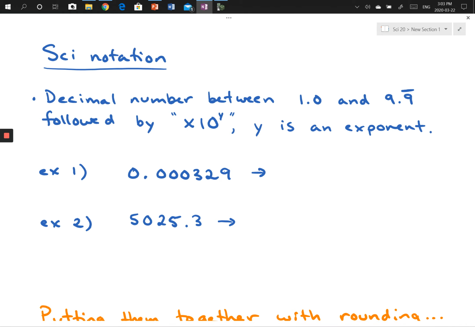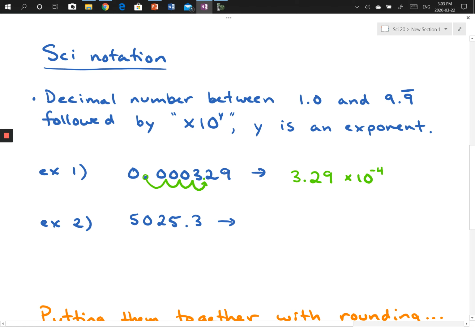On our first one here, my decimal is here, and I need to change this number into a number between 1.0 and 9.9. So I have to move this decimal 1, 2, 3, 4 places to the right. And so this number is actually going to become 3.29 times 10 to the, now how many jumps did I make on my scale here? I made 1, 2, 3, 4. So my exponent's going to be 4, and since I went to the right, that's going to be a negative.